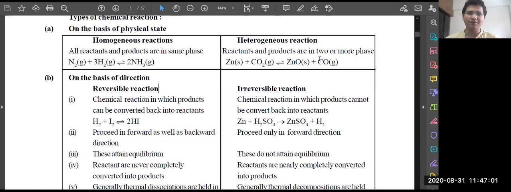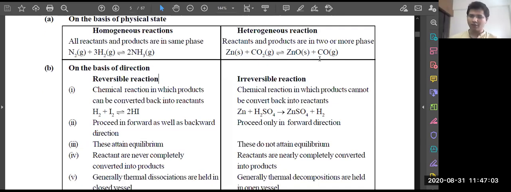Now, on the basis of direction, in thermodynamics we have studied reversible and irreversible reactions. I hope all of you remember reversible and irreversible reactions, right, everyone?